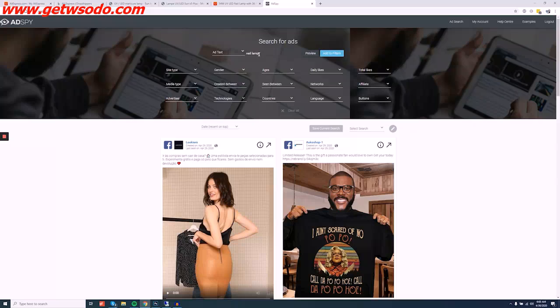Now, before I click on ad filter, I just want to tell you guys that AdSpy is also a paid tool, and this one is very expensive. So if you guys don't have the money, definitely do not use AdSpy, especially if you're a beginner, because it's going to be a lot of money.